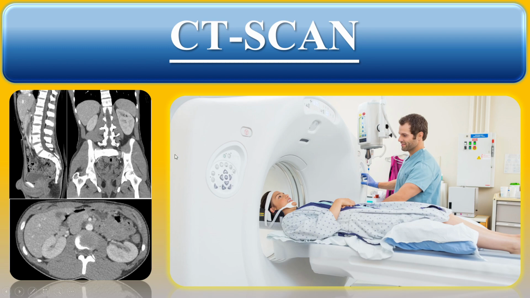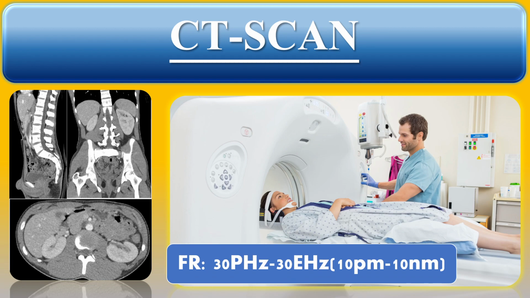You can see here, the CT scan works on the same principle as the X-ray, because the same X-rays are used here also, in the range of 30 picohertz to 30 exahertz. But the main difference is that these X-rays are used in 360 degrees, meaning a 360-degree image of a particular organ is made in this case. These are also harmful because X-rays are used, so this scan is also not advisable frequently.